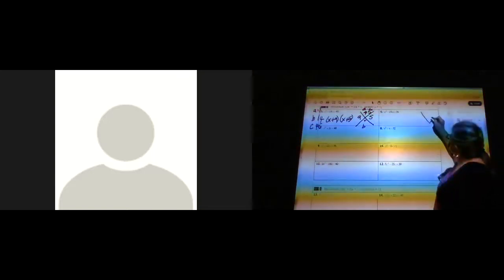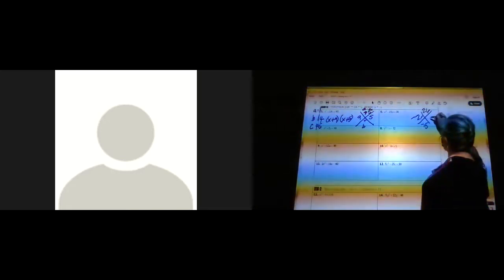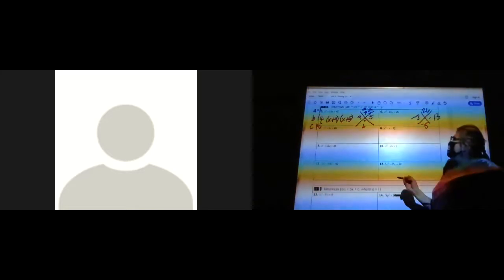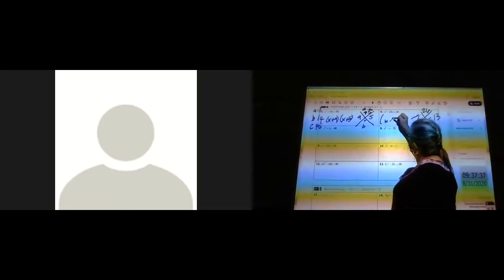So what about number 6? What's going to be on top? 26. What's going to be on bottom? So what are the factors of a positive 26 that you can add together to get negative 15? Negative 13 and negative 2. Yeah. And so how are you going to write it? X minus 13, x minus 2.